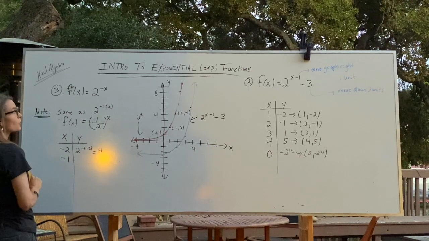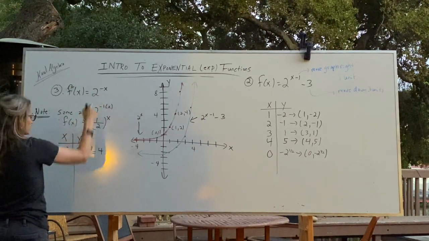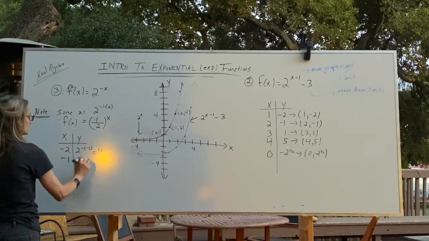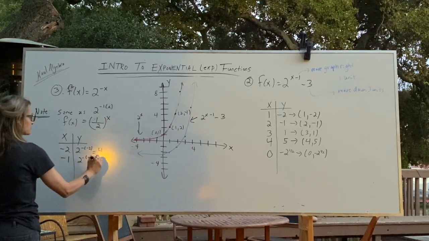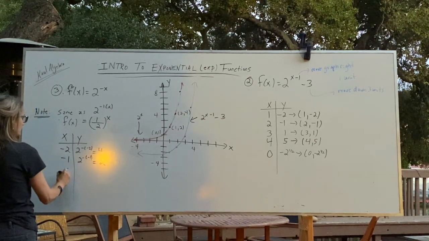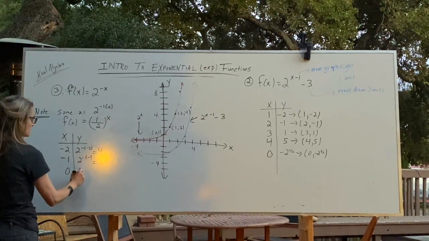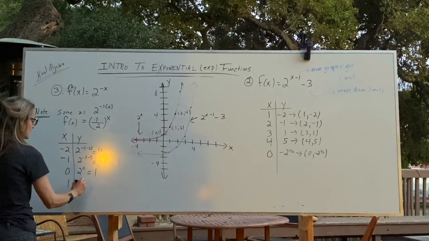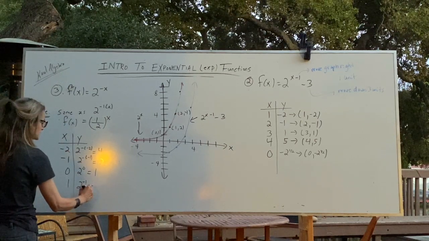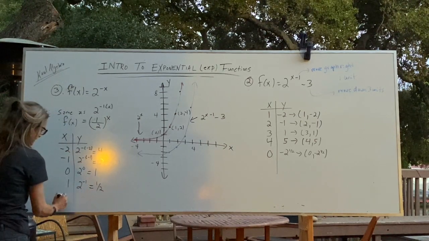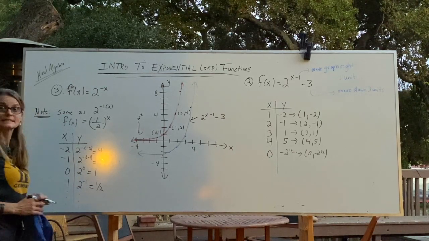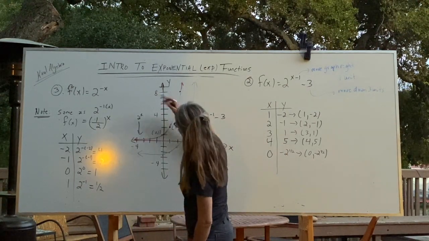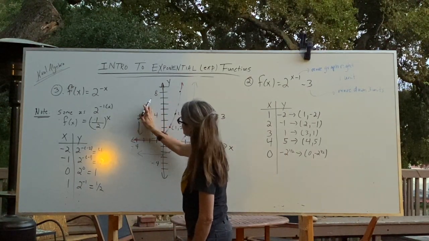If I choose negative 1, I get 2 to the negative of negative 1. That becomes 2 to the first, which is 2. And then if I pick 0, I get 2 to the 0. So that is just 1. If I pick 1, I get 2 to the negative 1. And that becomes 1/2. And I could choose a lot more points to get a better sense of the graph. However, I already know sort of what's going to happen. I know it's going to flip every x to the opposite value.